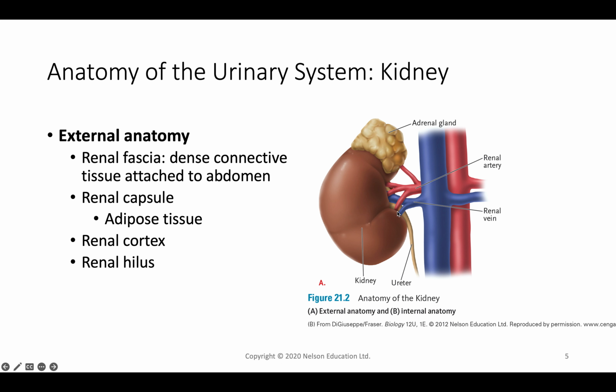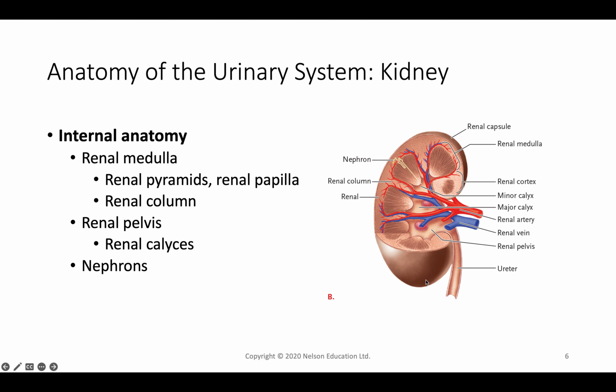This here is the hilum, which is where we're going to have the renal artery and the renal veins entering and exiting, also where the ureter is going to exit out. So this is where the urine is going to drain out into the urinary bladder. As we reach the internal anatomy we just talked about, here's the renal capsule, here's the renal cortex.